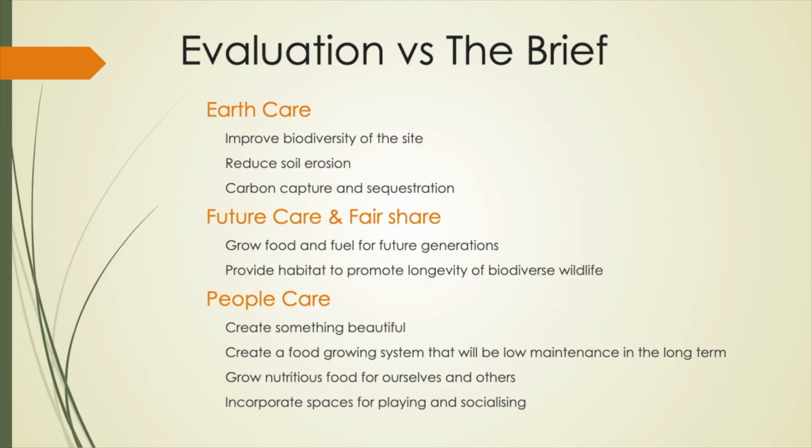Looking at future care and fair share, growing food and fuel for future generations. We haven't harvested any of the fuel yet because it's only been planted for 2 years, but it's certainly there and looking good for the years to come. But we're already harvesting some food from the forest garden. We've harvested some rhubarb, various salads, some sweet cicely, currants. So we're already harvesting food from the food forest, and it's only a couple of years old.